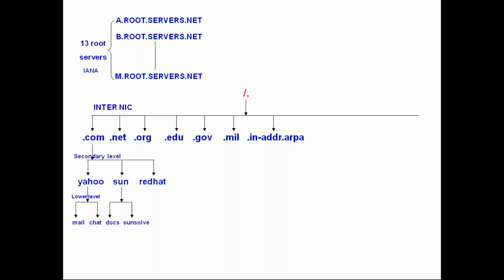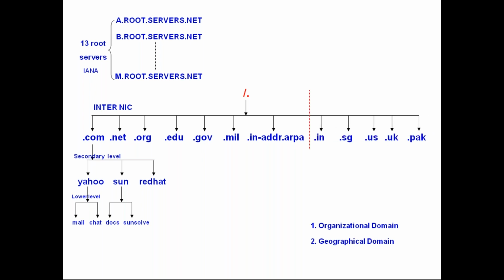Under top level domains, we have secondary level domains. Under secondary level domains, we have lower level domains. Now we have two types of domain environments. Initially we had organizational domains, but afterwards they developed geographical domains. So what are the geographical domains? .in India, .sg Singapore, .us, .uk, .pk.